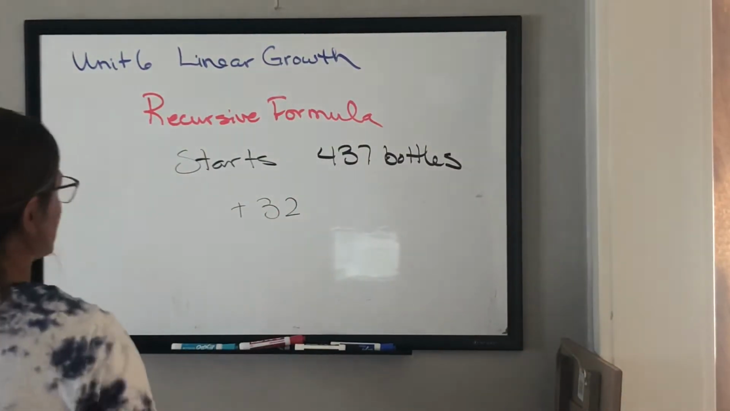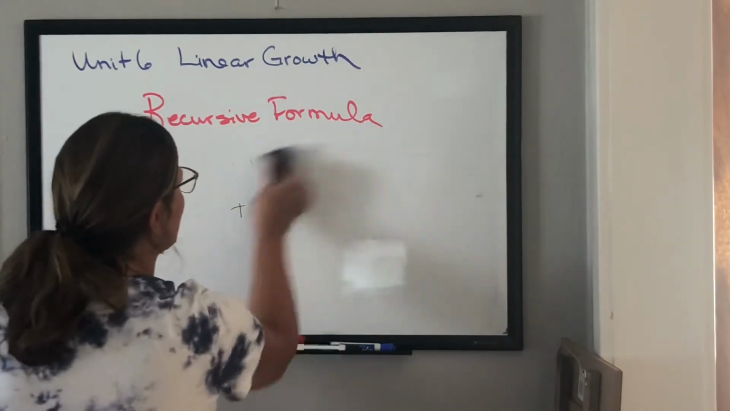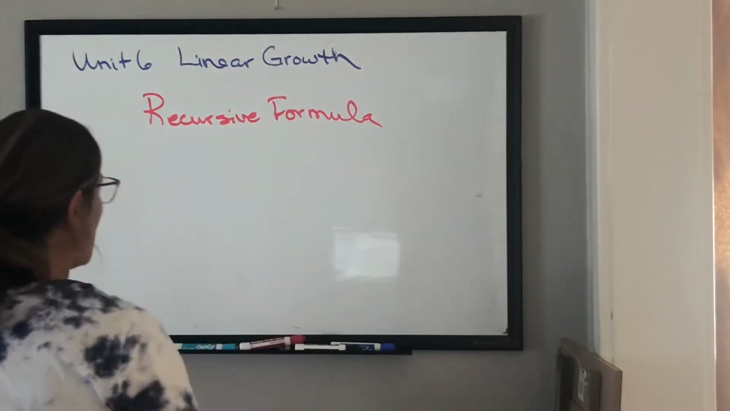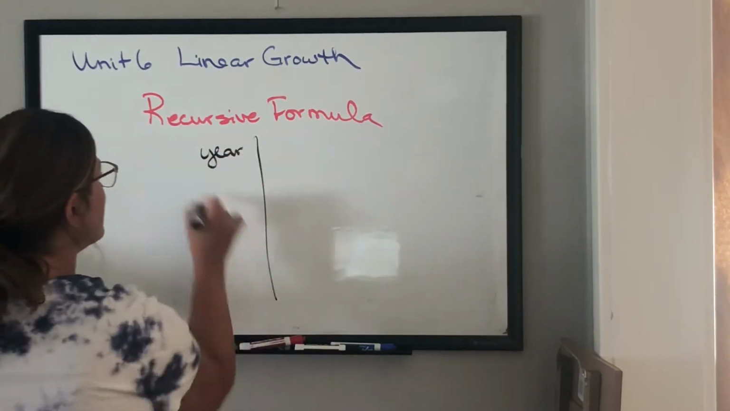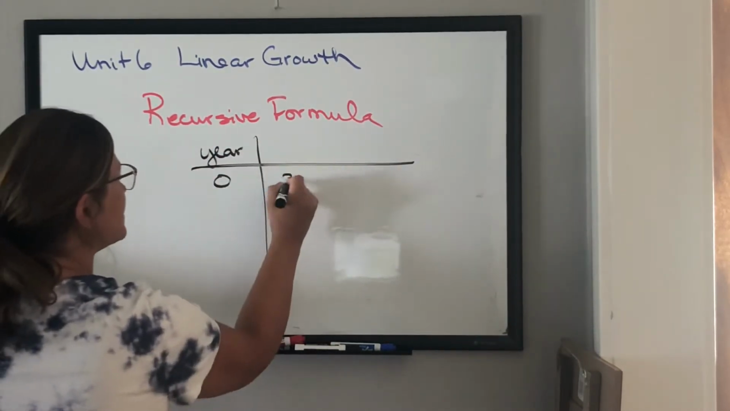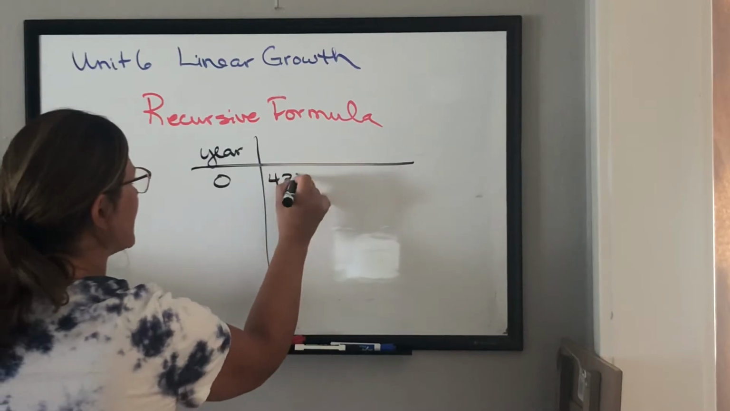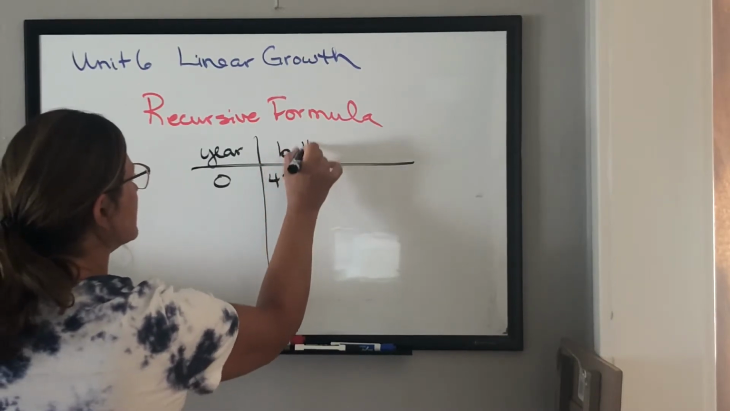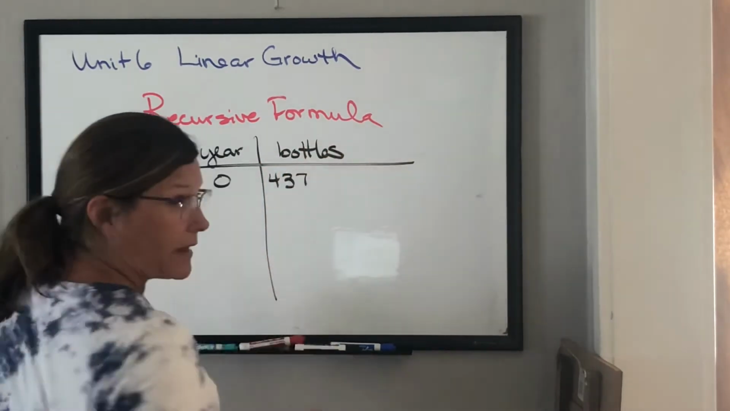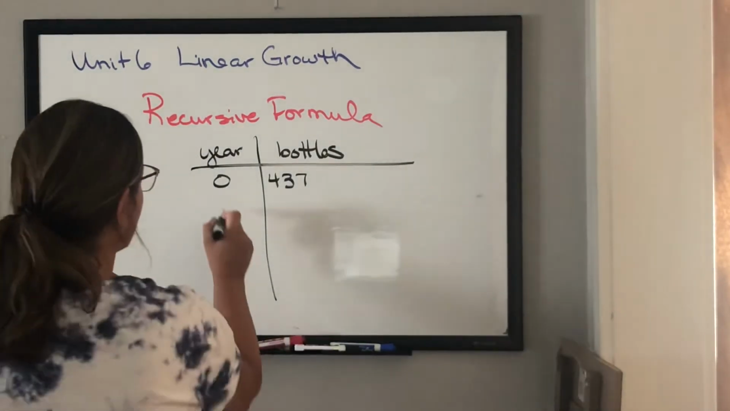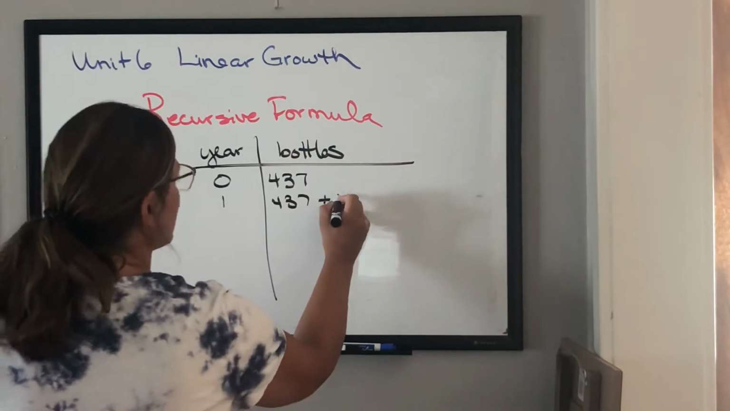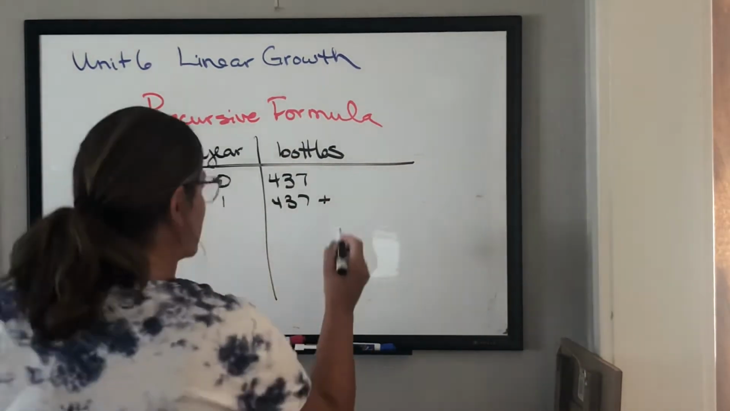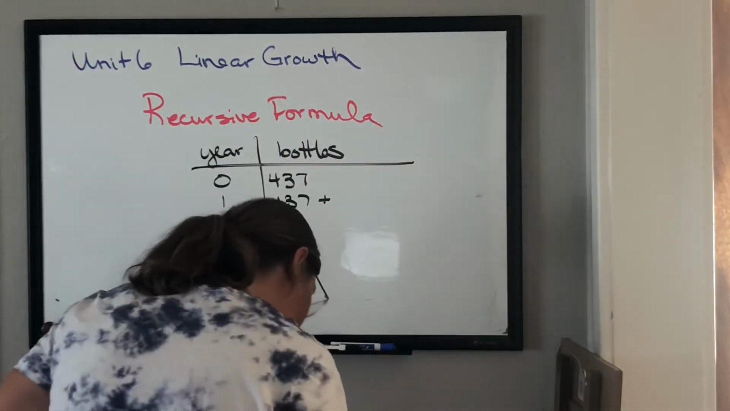I'm going to rewrite this just a little bit. I'm going to rewrite it as a table. So at year 0, he has 437 bottles. Okay? At year 1, he's going to take that 437 and add, what did we say, 32 bottles to it, right? Yes, 32.